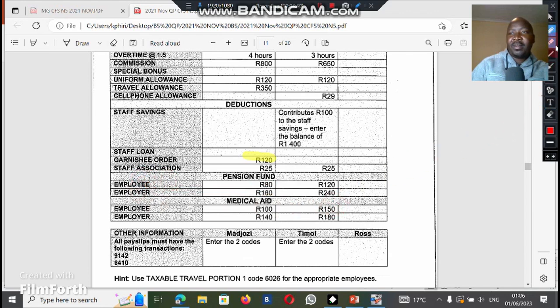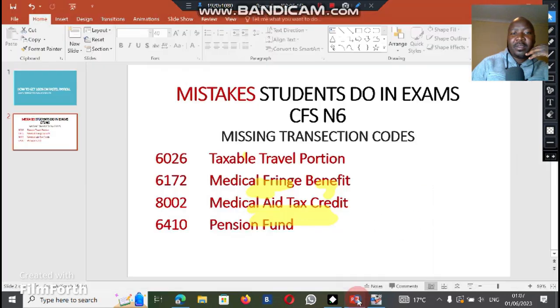Let me continue with my yellow highlighter. There's pension there, and even the other gentleman here has got pension. So we've got pension for both of them. So they are affected by those codes. They've got medical. If you don't capture these transactions, then you're going to have missing transactions not processed, and sometimes you might even end up with the payslip coming out with no figures. So please, you have to capture them whether you are told or not.